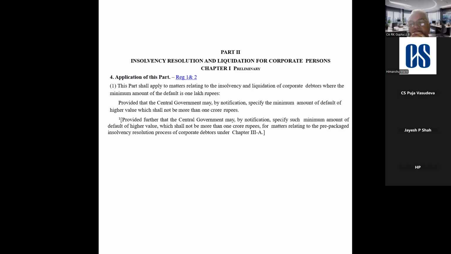Normal CIRP is also possible. So that corporate MSME has the option either to go in for prepack or for normal CIRP. Both the options are available. But suppose the amount of default is 50 lakhs, then it cannot go in for normal CIRP, because for normal CIRP it is 1 crore. Both for normal CIRP and this fast track process, the amount of default is 1 crore.